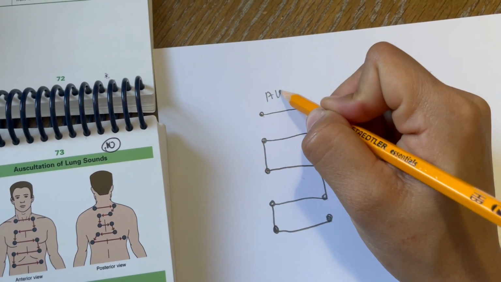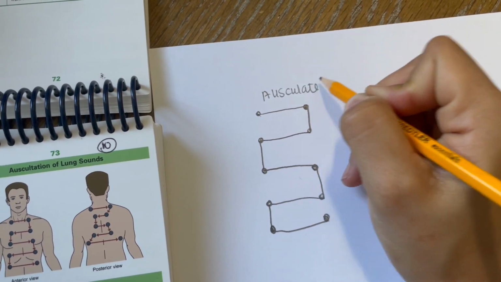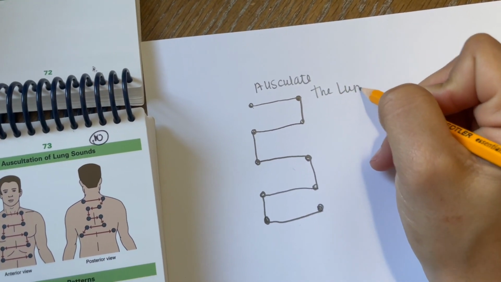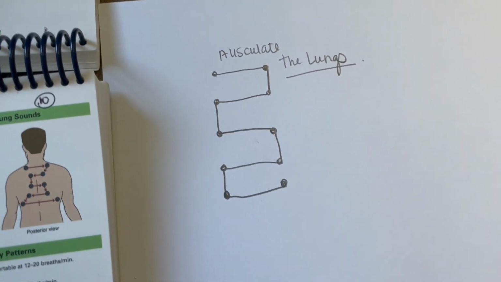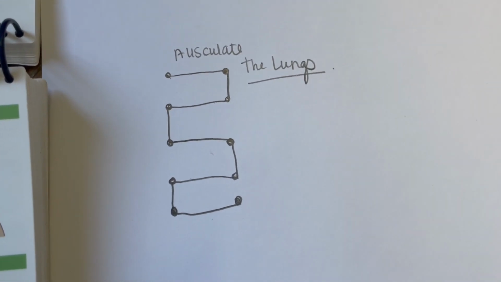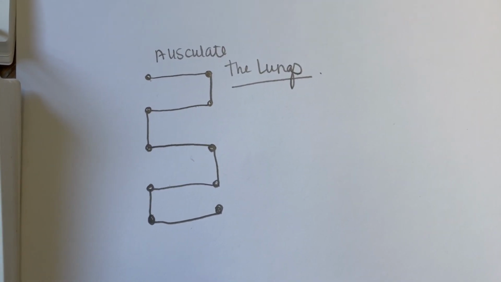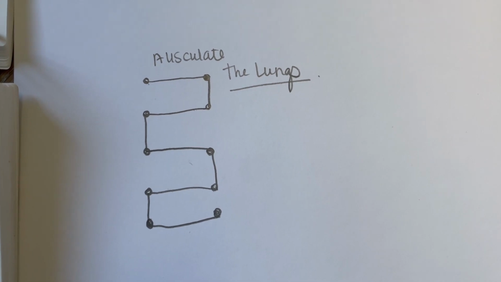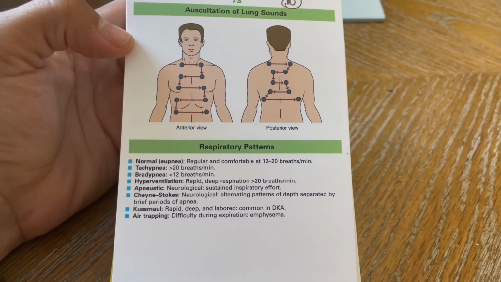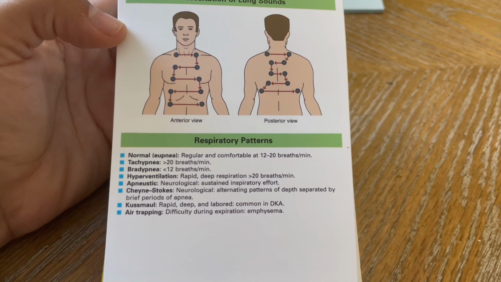This is going to be the same exact way that you're going to want to auscultate your patient. You're going to always start at your left, then you're going to go to your right, underneath your right, then to your left, underneath your left, then to your right, underneath your right, back to your left, underneath your left, and then to your right.